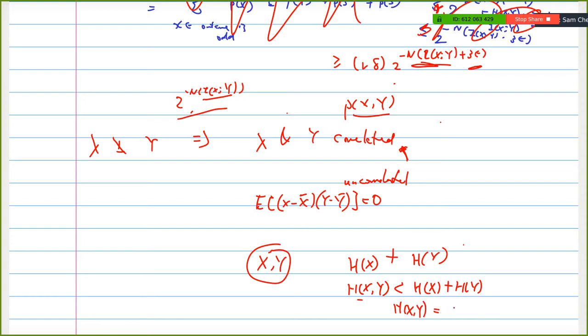hxy is equal to hx plus hy minus ixy. So if x and y are not independent of each other, then this one will be bigger than 0. Then hxy is less than hx plus hy. Then potentially we can compress it more, because if we compress them together, the theoretical bound will be hxy.